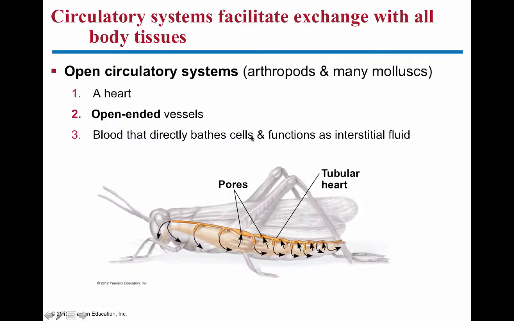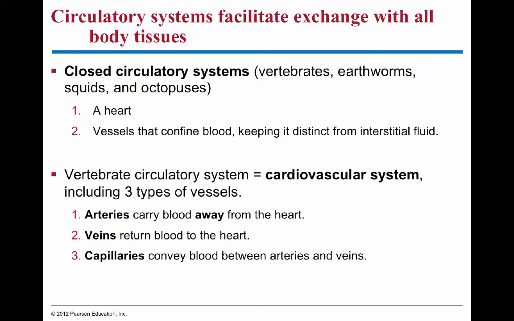There are two main types of circulatory systems. Open circulatory systems are found in arthropods and many mollusks like clams and mussels. They do have a heart and blood vessels, but the vessels are open-ended. You can see that they just dump into the body, and the body fluid and the blood all mix together. Closed circulatory systems are found in all vertebrates, as well as the earthworm we saw, and cephalopods like squids and octopuses. They all have a heart as well as completely enclosed vessels, so blood never mixes with what we call interstitial fluid, which is like the body fluid.